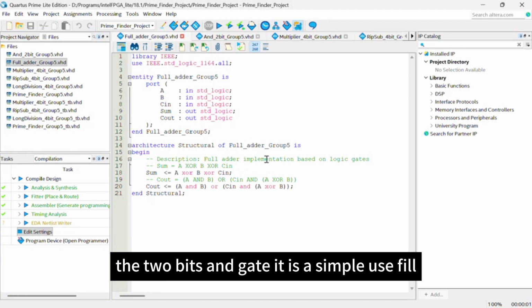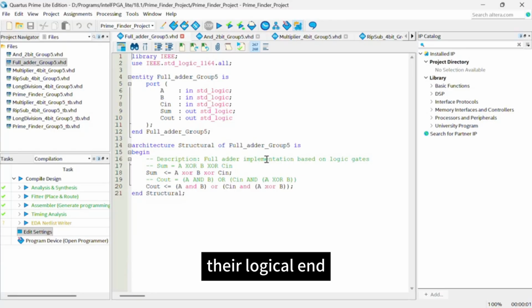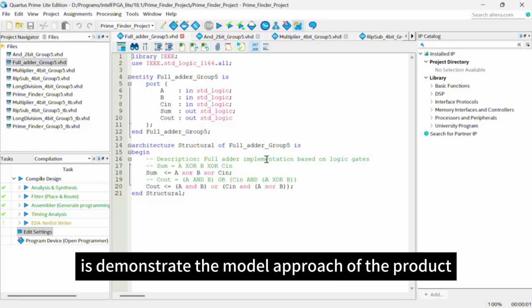The 2-bit AND gate is a simple unit. It takes 2 single-bit inputs and outputs their logical AND. While simple, it demonstrates the modular approach of the project.